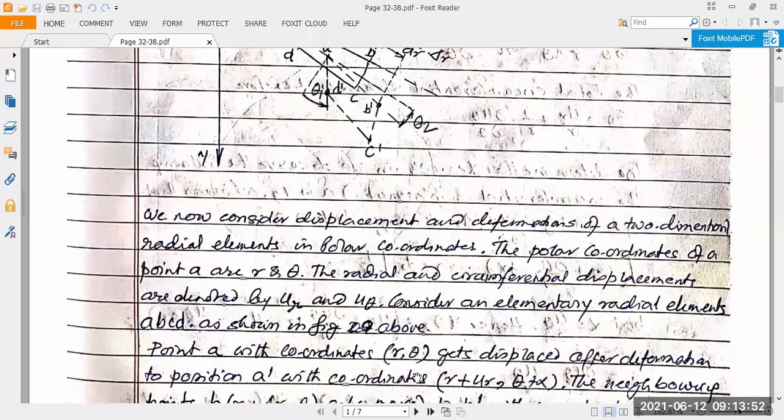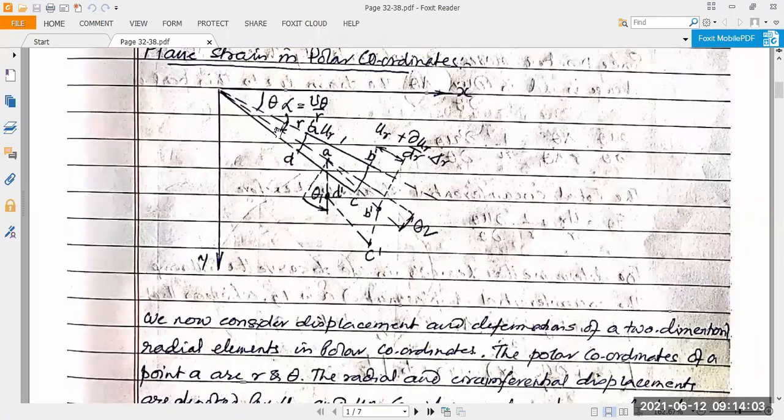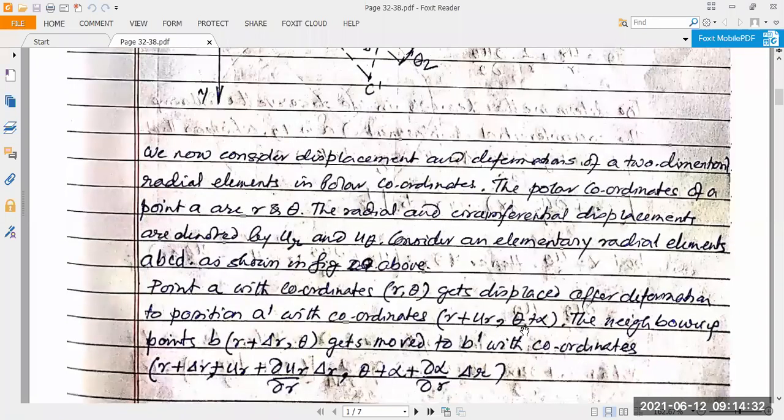So what will be the radial coordinate? R is increased by u r, and theta is increased by alpha. This portion is going through A dash here. This is A dash. If we draw this line from here to here, this line will subtend with the line passing through A an angle alpha itself. So the polar coordinates of A dash are given as r plus u r, theta plus alpha itself.